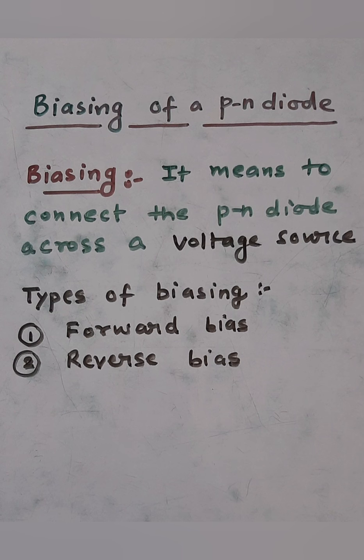Okay, now the thing is, what is biasing? First of all, we need to know biasing implies that the device is connected to a voltage source. So when you're connecting a PN diode across a voltage source, you're biasing the electrons to move in a particular direction, and that is why it is called biasing configuration. And biasing is of two types: forward bias and reverse bias. Depending on how you connect the diode across a voltage source, it is classified as forward or reverse, and in the concluding section we'll discuss this.